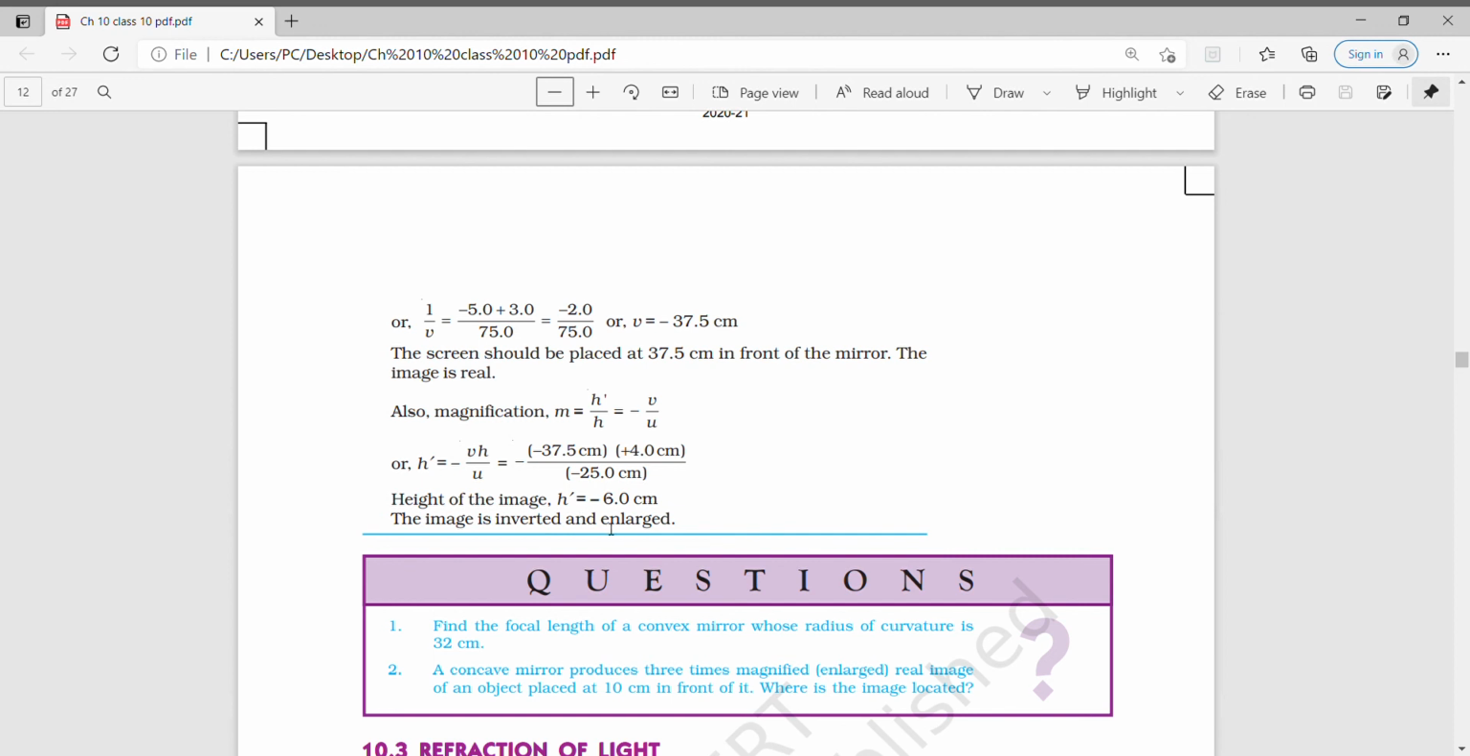You can see that h dash is 6, and what is h here? H is 4 centimeter. H is 4, h dash is 6. So the image will be bigger in size. It is real, inverted, and enlarged. So this is how you can understand these numericals.